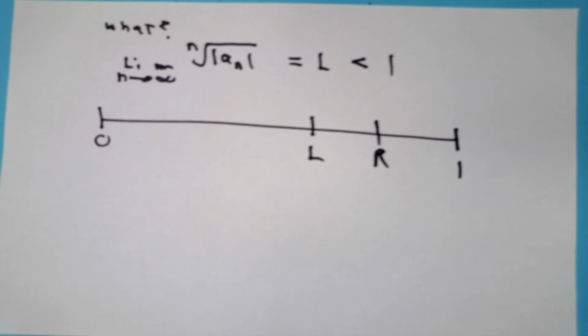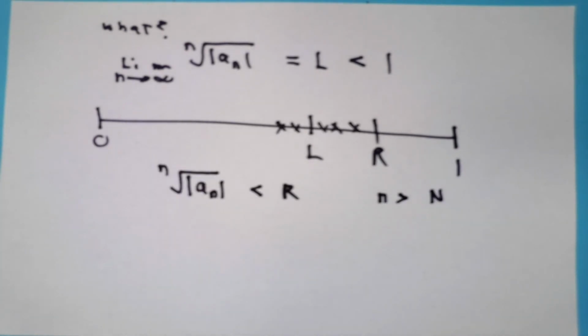Pick a number R that's between L and 1. In particular, take note that R is less than 1. If I make the index on the root large enough, then these nth root absolute a_n quantities must be closer to L than R is. That is to say, on the number line, when the index is beyond some specific fixed index capital N, these roots must be less than R. On the other hand, these principal roots are non-negative because of the absolute value on the a_n.